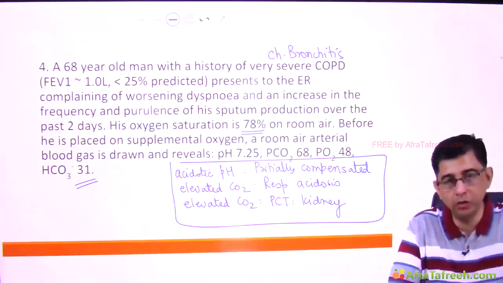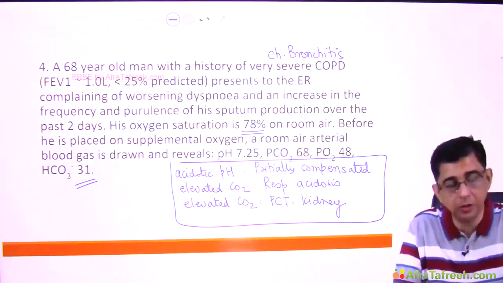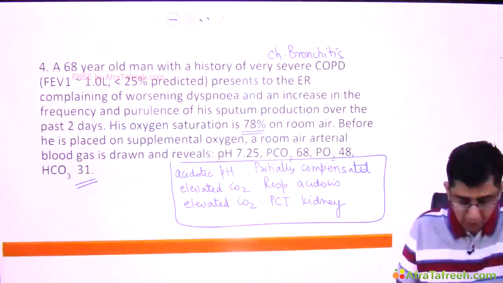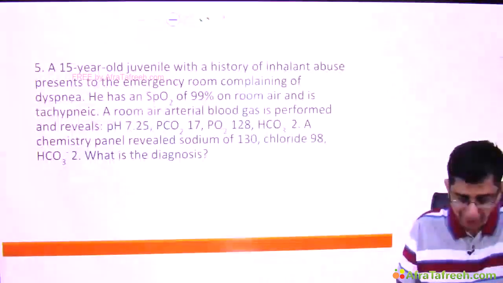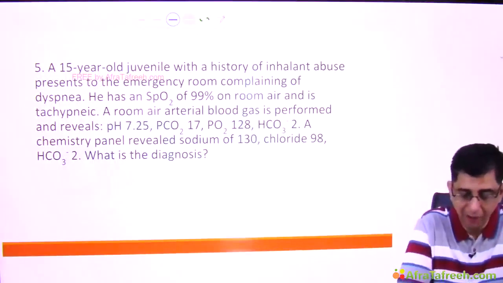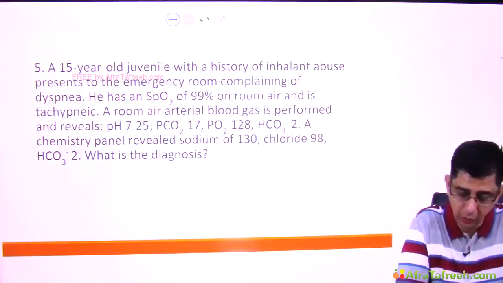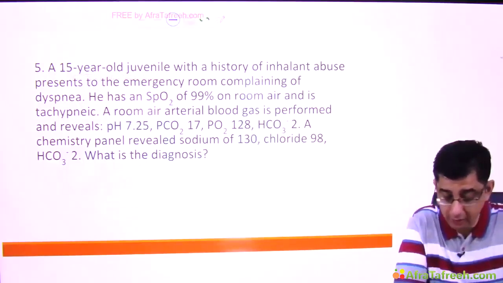So all you had to do in the question was to work out whether it is a partially compensated one or an uncompensated one. The pH is less than normal, so it is partially compensated. How do you know it is compensation? By the bicarb values. Let's practice now with an open mind, and let's not think that we're dealing only with respiratory acidosis. A 15-year-old juvenile with history of inhalant abuse presents to the ER with dyspnea. His SpO2 is 99%, but he is tachypneic.